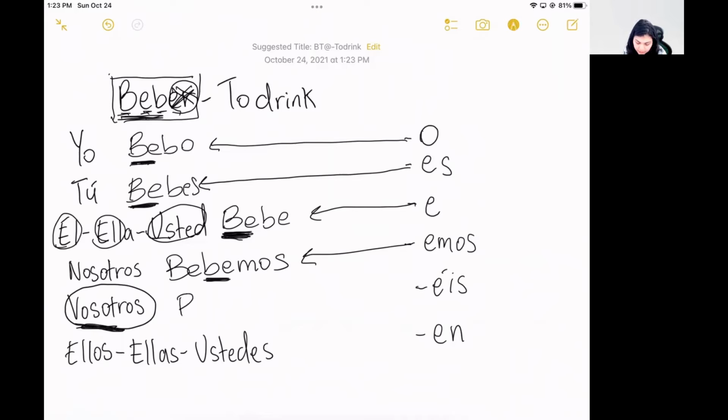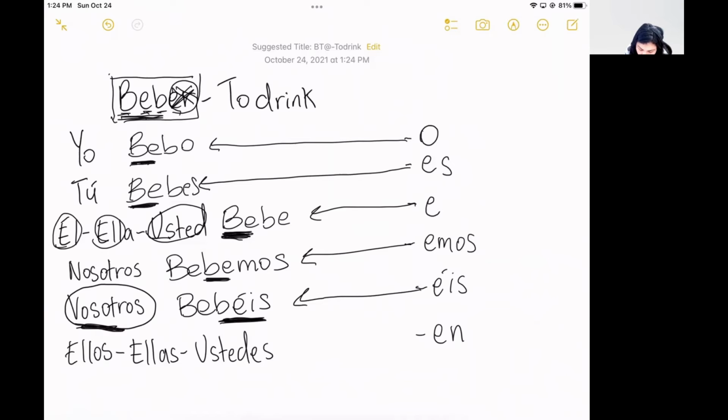All right, so this one is going to be bebéis, bebéis. And notice the emphasis is here, bebéis. Bebéis agua. You all drink water. All right, so we have vosotros bebéis. Vosotros bebéis agua. You all drink water. We brought over the ending here as well.